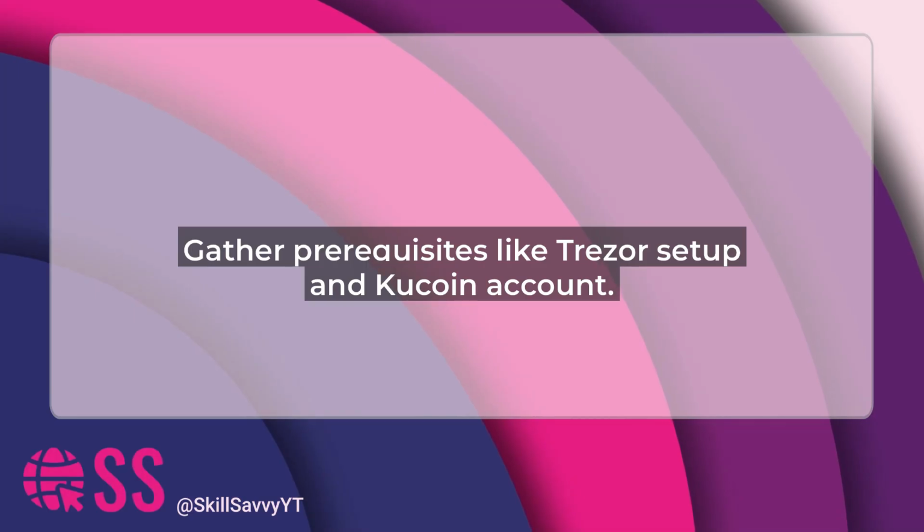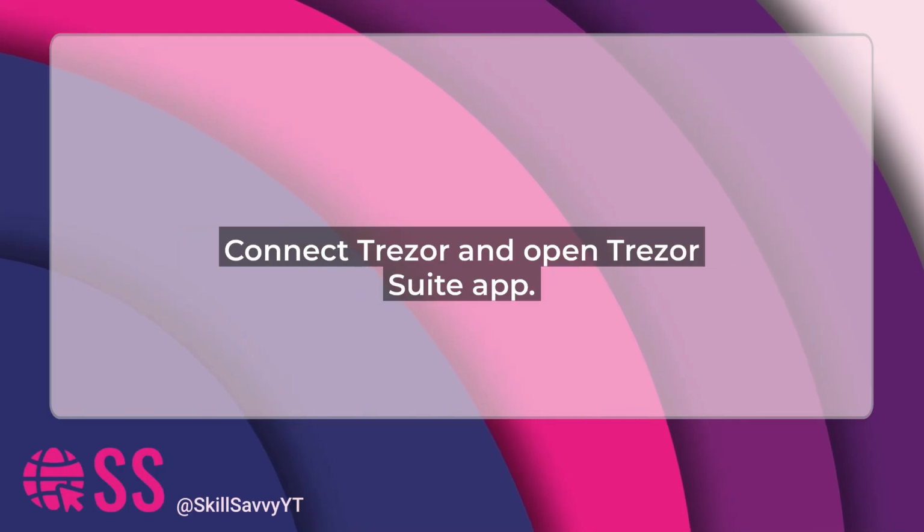First off, before we jump in, make sure you have everything ready. You'll need a Trezor hardware wallet with BUSD stored in it, the Trezor Suite app installed on your computer, and a verified KuCoin account with your deposit address handy. Always prioritize security. Double-check your wallet and exchange details to avoid any mishaps.